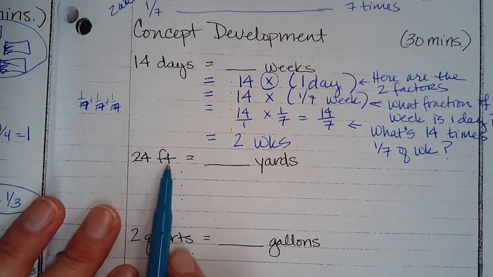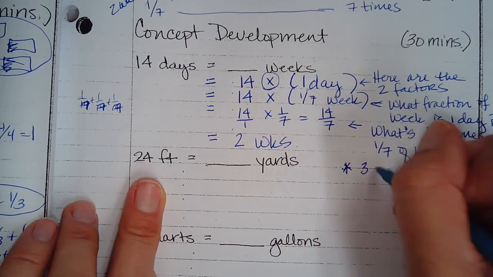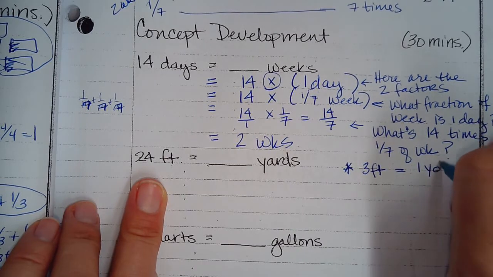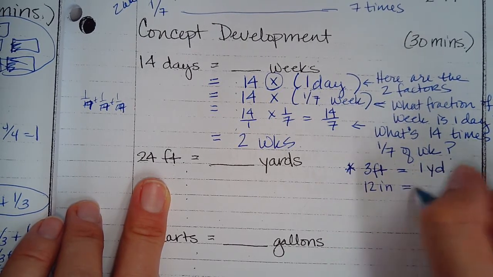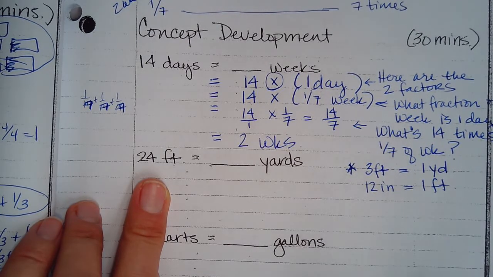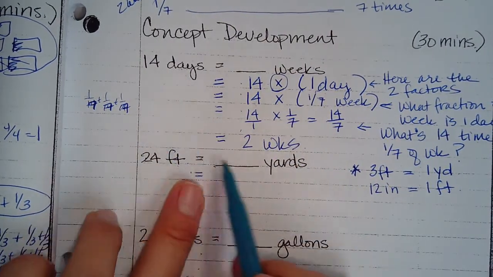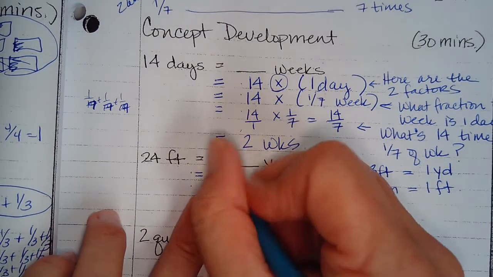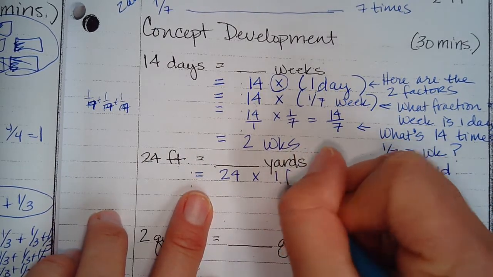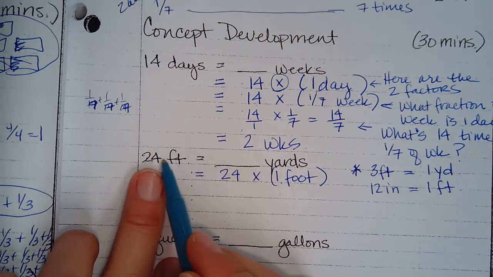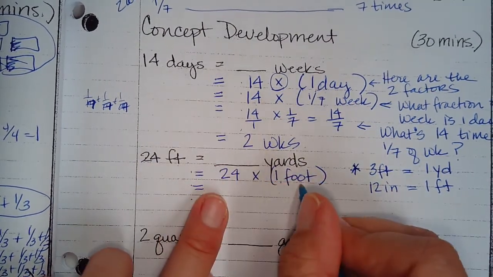So now let's go on to 24 feet equals how many yards? Well, let's start off with what we know. We know there are 3 feet equals 1 yard, right? And we know there are 12 inches in 1 foot, right? All right, so just starting with what we already know. So step 1, we're always going to write this first step every single time. We're going to go 24 times 1 foot. So we're taking this and making a copy of it and putting the copy over here.